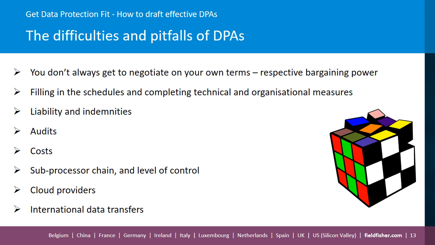This is really important because you don't always get to draft your own DPA. Often you need to negotiate on vendor terms. So when you're thinking about your strategic approach, this can feed into this very common scenario. One of the reasons that you end up negotiating on terms that aren't your own or your preferred terms is just because of respective bargaining power.